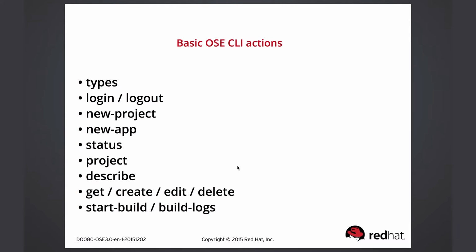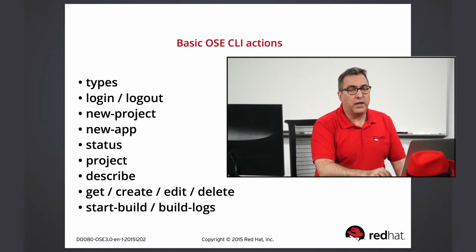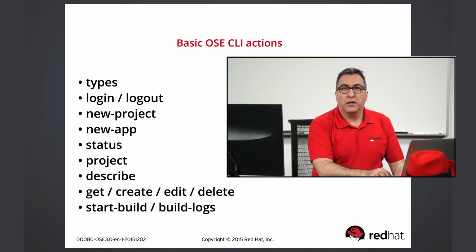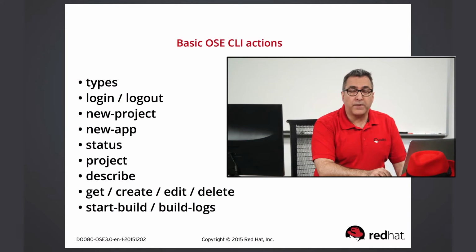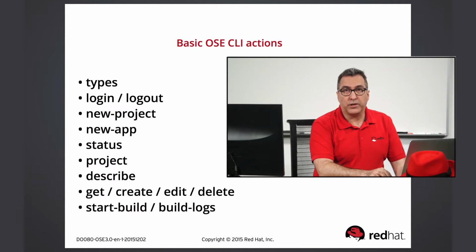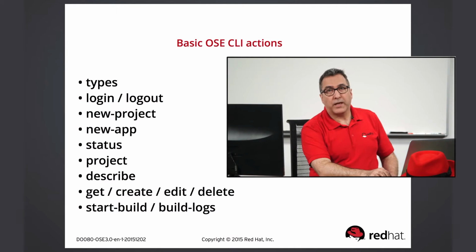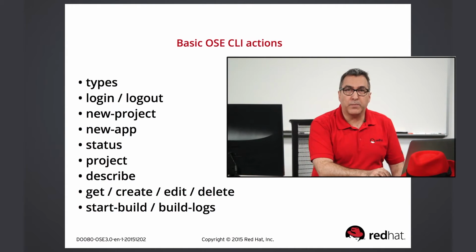These are the different other types of verbs that you can use with the oc command. The types command shows most of the resource types known to OpenShift. So for example, pods and services. Login starts a session with the specified credentials, and of course, logout ends the session. To create a new project, use new-project. To create a new application, or as it's called, a namespace, use new-app.